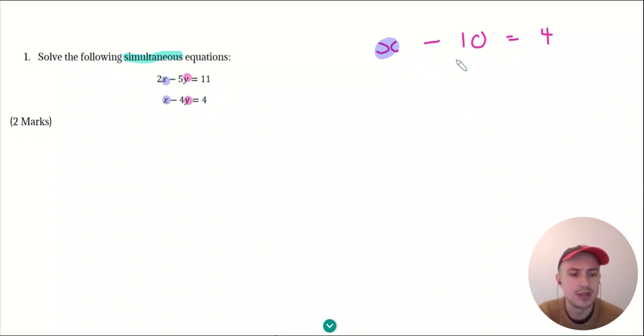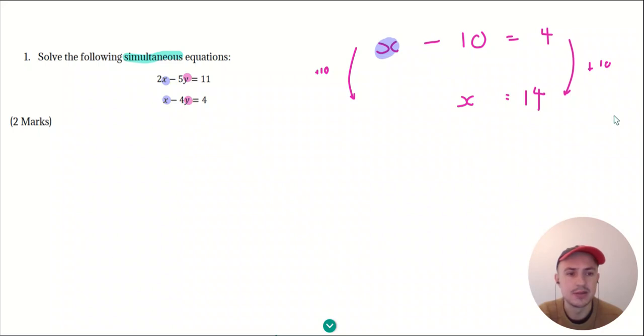So, how would you solve this, where we've got just one unknown? Yep, okay, cool. So we'd add 10 to both sides. Fab. And we get our solution. X minus 10 add 10 is just x. 4 plus 10 is 14. We get x equals 14. Cool?